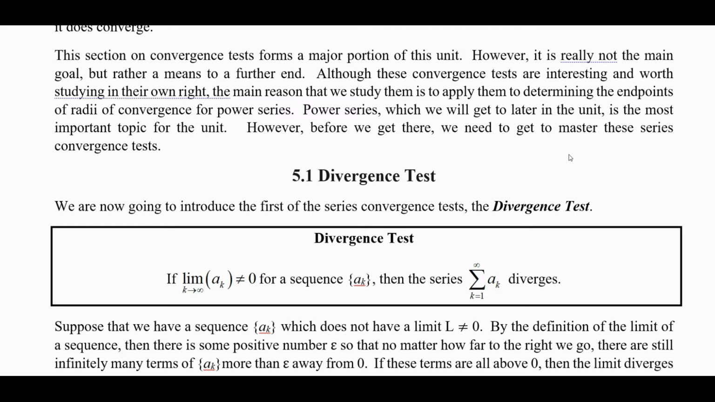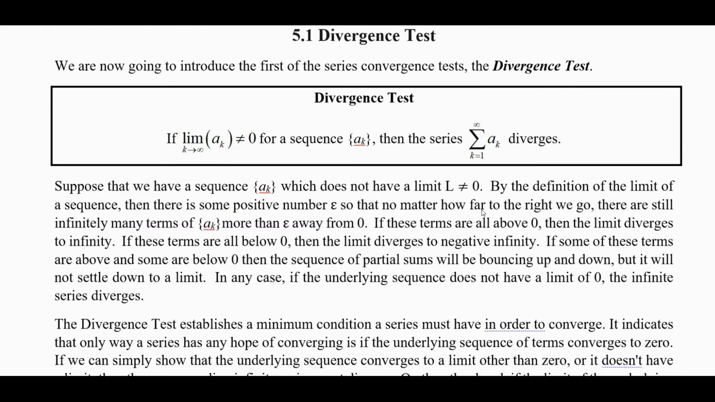Now, the divergence test is just that. It tests to see if a series diverges, but it does not tell us when a series converges. So the divergence test says if the limit of the underlying sequence, the limit as k goes to infinity of a sub k, is not 0, then the series, the sum from k equals 1 to infinity of a sub k, has to diverge. So the divergence test basically will tell us when certain series diverge.